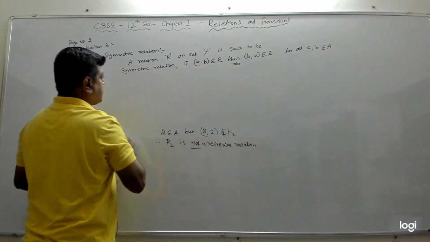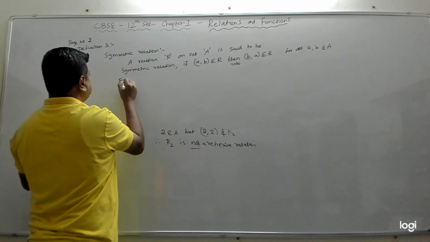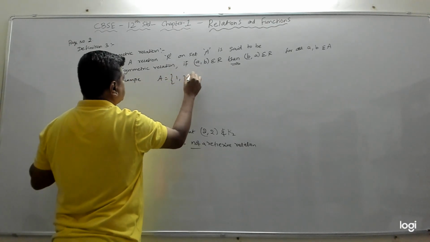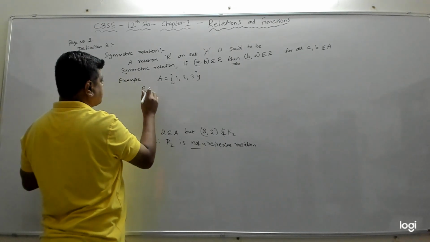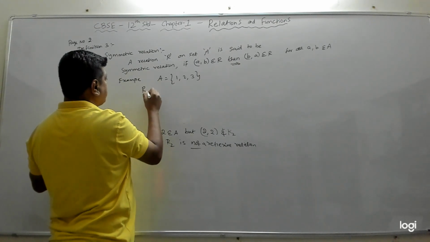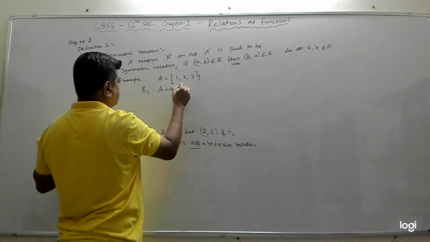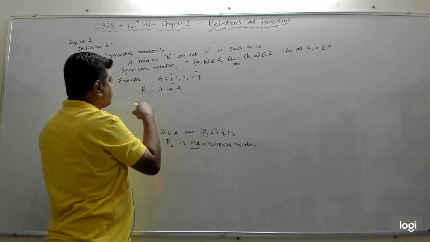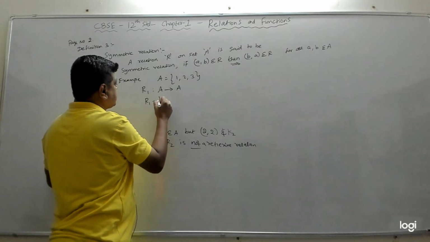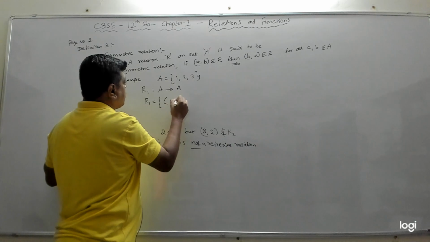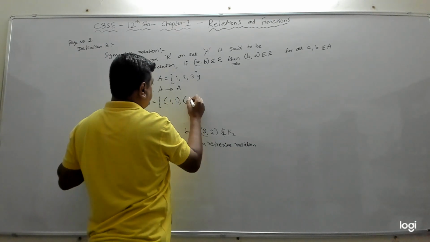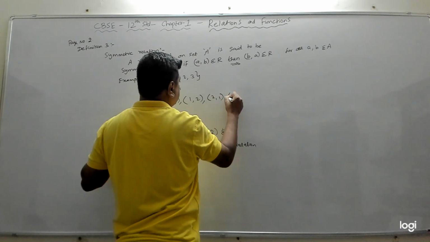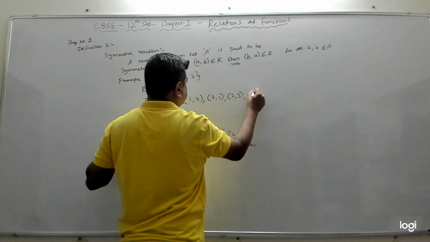So we'll take an example. Let's take the same example, same set A. Suppose I have a set A which is {1, 2, 3}, and I'm defining one relation R1 from A to A. Just the name of the relation, call it R1. Suppose R1 is like this: (1, 1), (1, 2), (2, 1), (2, 3), (3, 2).